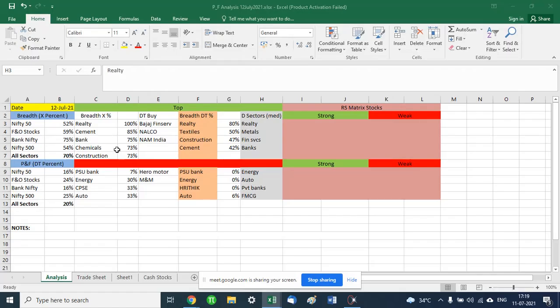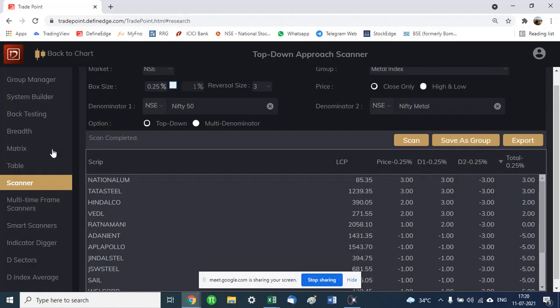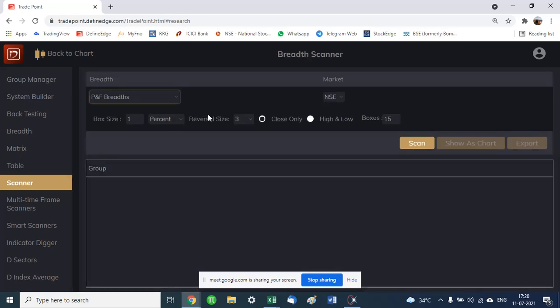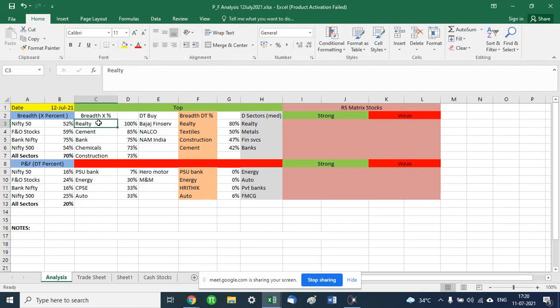So in this report, the breadth I'm putting here, the sector breadth, I've shown you just now how we generate using this feature of breadth scanner. We can select box size here. I usually run both 1% and 0.25%, and then I put in this report which are the sectors, the top 4 or 5 sectors that are bullish, the top 4 or 5 sectors which are bearish.